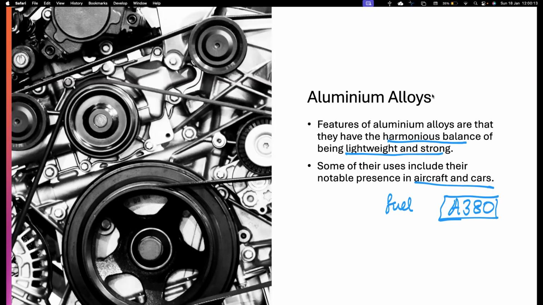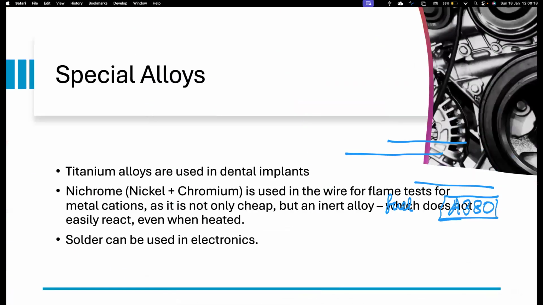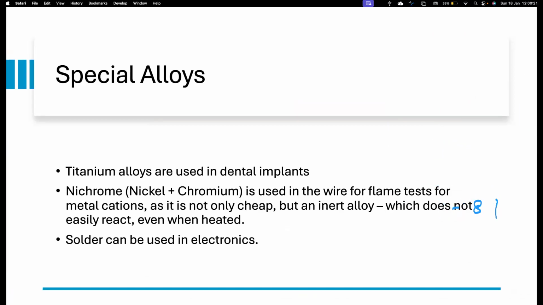Next, we will move on to different sorts of special alloys. Special alloys can have different specific uses. We've got titanium alloys. These alloys are used in dental implants. Why? Because they are strong, lightweight and biocompatible, and thus they last when implanted, when you have a tooth extraction or have to implant different sorts of teeth.